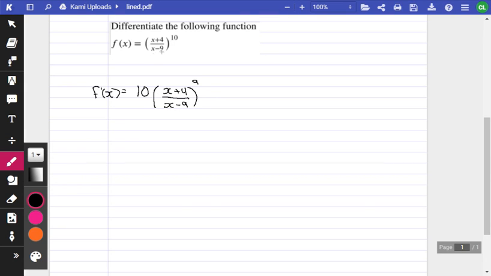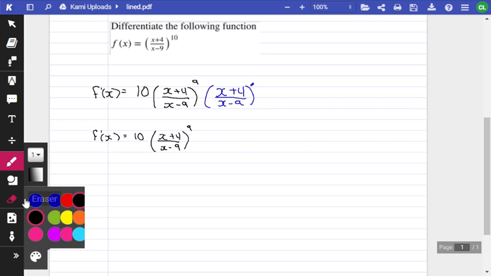Now I have to take the derivative of that inside stuff. But when I try to take the derivative of that stuff, I have a quotient rule. So I have an x plus 4 being divided by x minus 9, and I need to take the derivative of that. So I'm going to have to do my quotient rule. So my first part's going to stay the same. So we're going to have 10 (x plus 4 over x minus 9) to the power of 9.